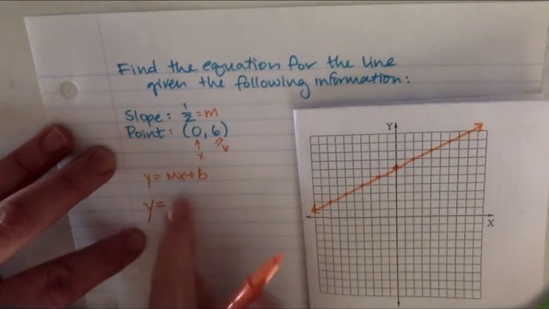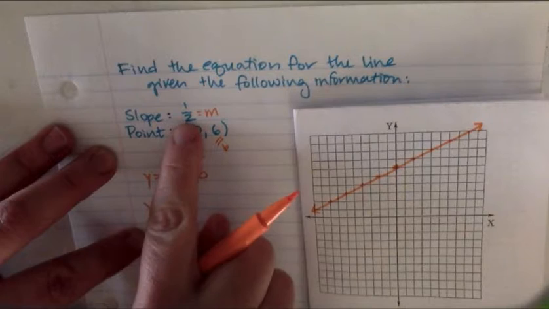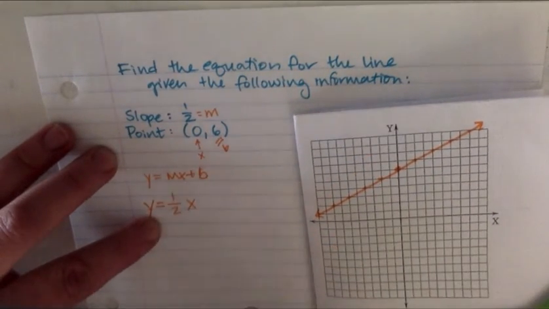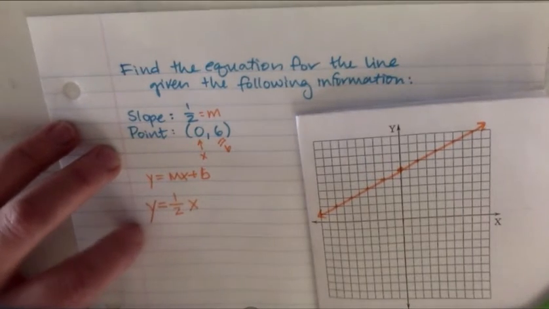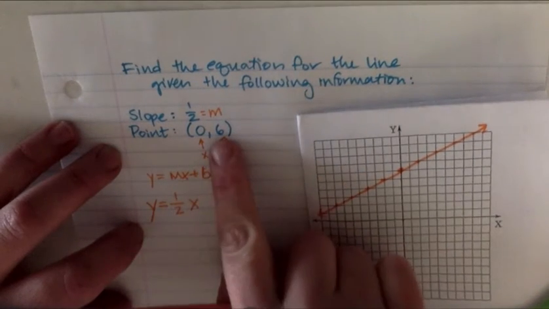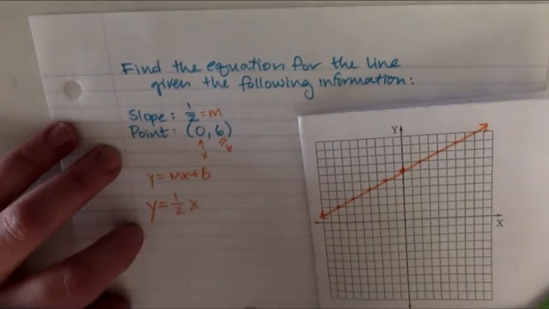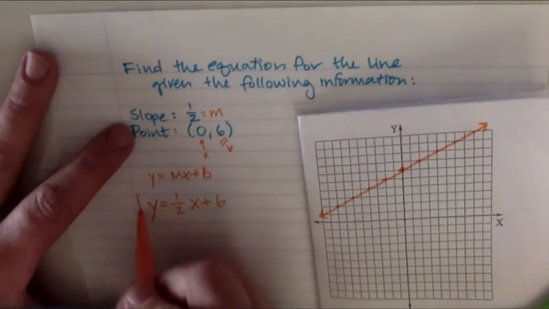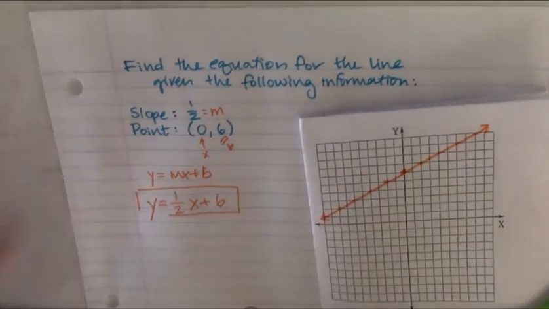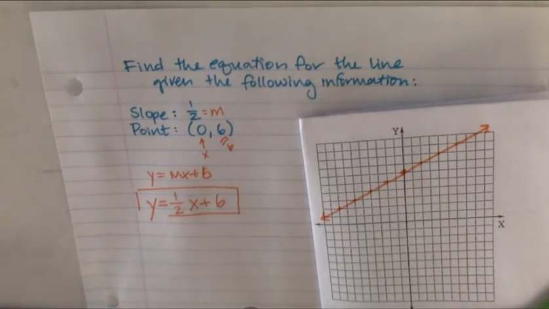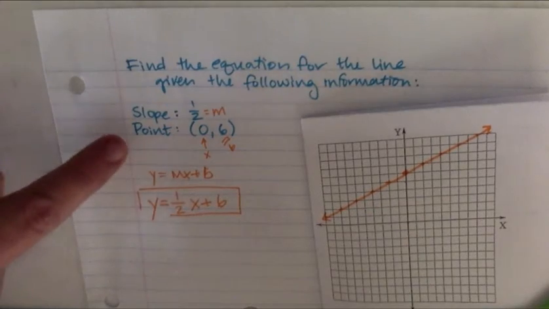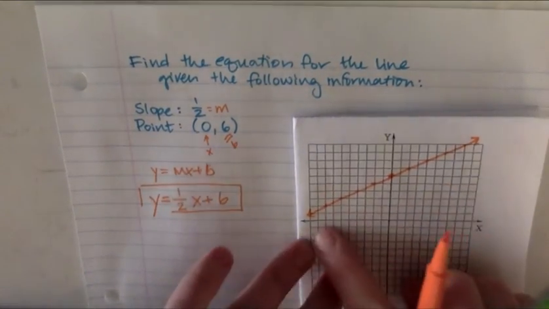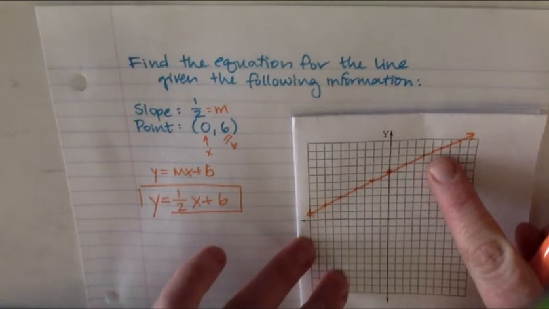y is equal to, instead of writing m, we're going to write this number 1/2 right into that equation. We always have an x in our equation. If we don't, we do not have slope-intercept form. And last but not least, we're going to write this 6 in for the b value. And we're done. This is all we need to do. We created an equation given a slope of 1/2, and it goes through (0, 6). And this equation matches this graphed line.